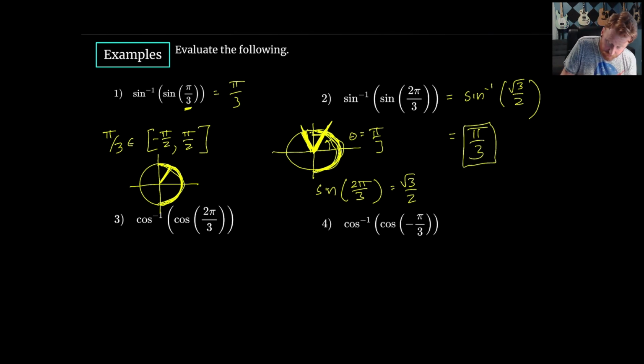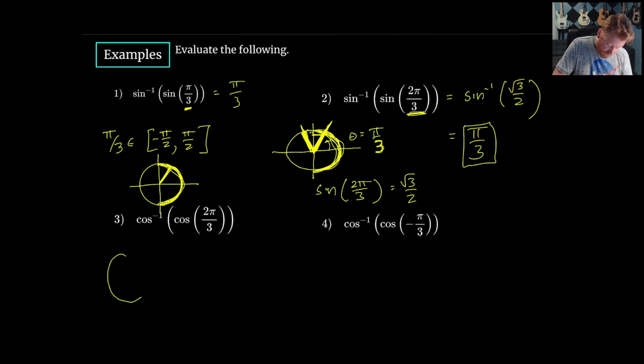So not what our input was, but we had to kind of use some reference angle that was in our restricted domain for sine to find this. So here we did not get 2 pi over 3, but we got a related angle here. It's a reference angle. All right, next one we've got cosine inverse of cosine of 2 pi over 3.